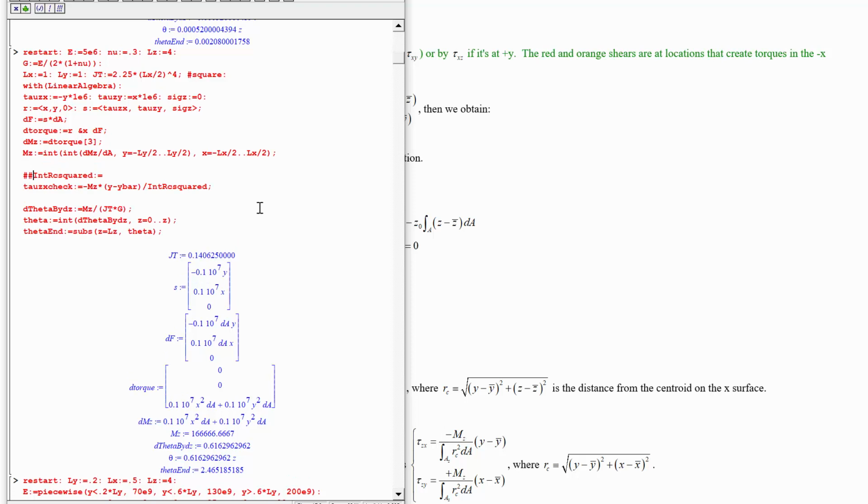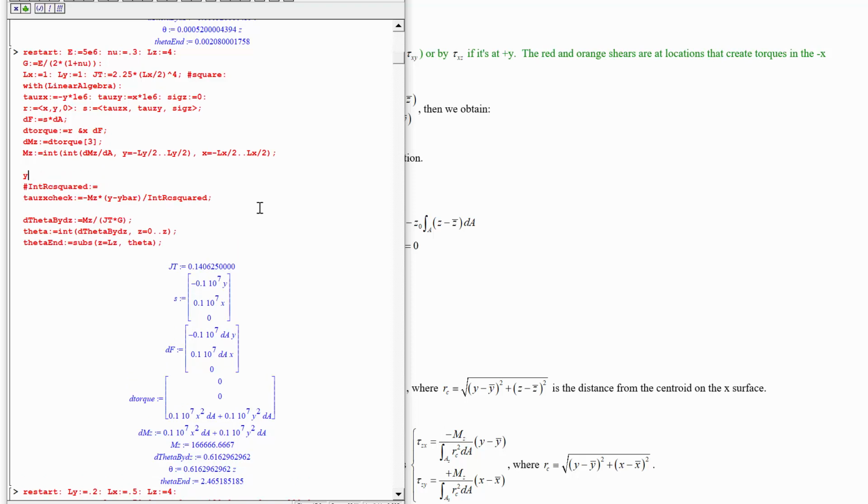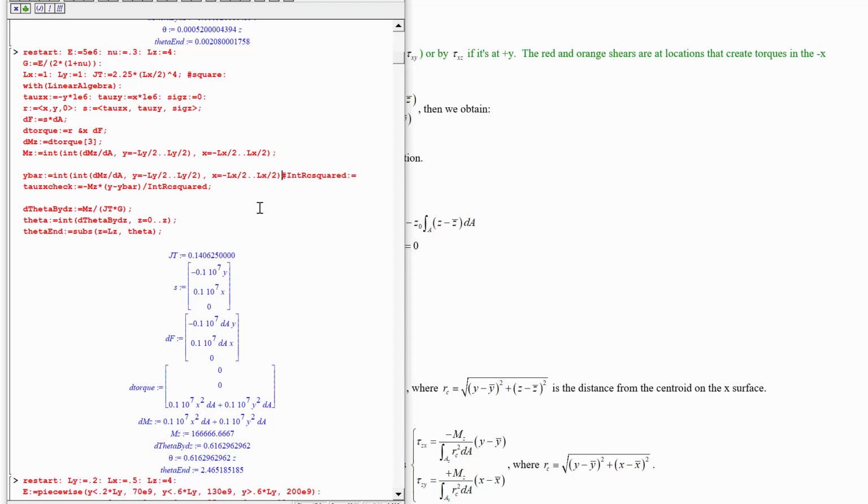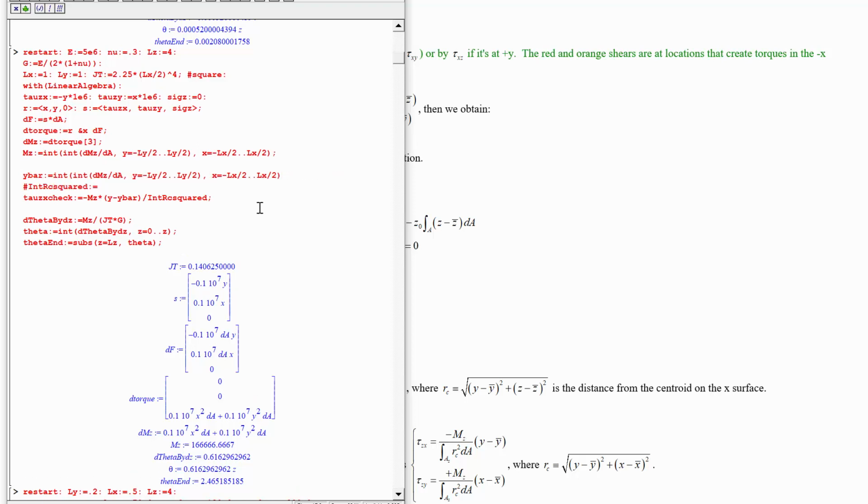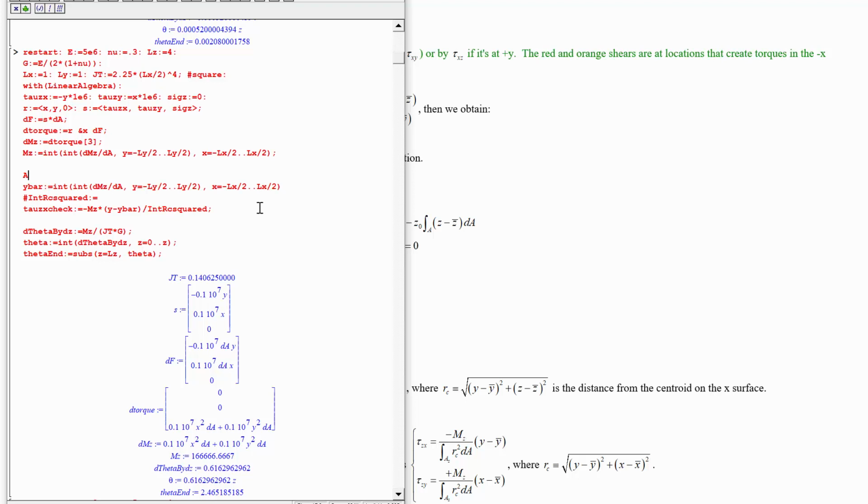So first let's figure out what the centroid location is. Y bar should be just 0, right? But let's put in how we would get that in general. Y bar is going to be the integral over the cross-sectional area, which is the same as this integral, right? Actually, let's figure out the area. So Az is going to be the integral over the cross-section of just 1, right? And that should just be Lx times Ly.